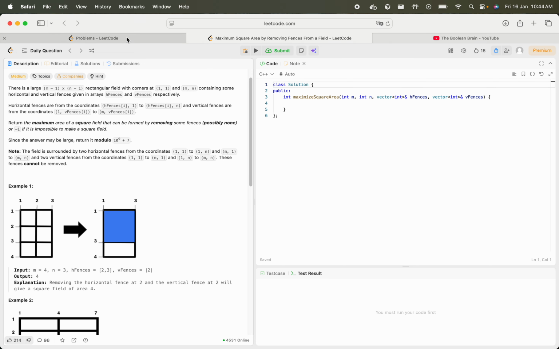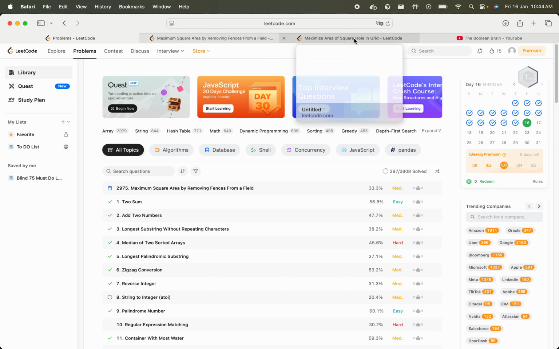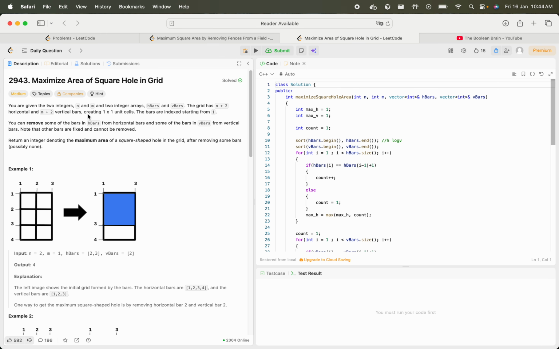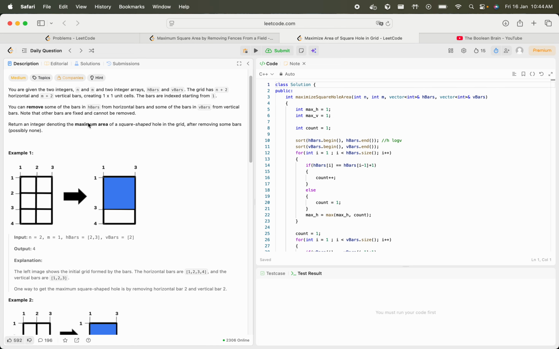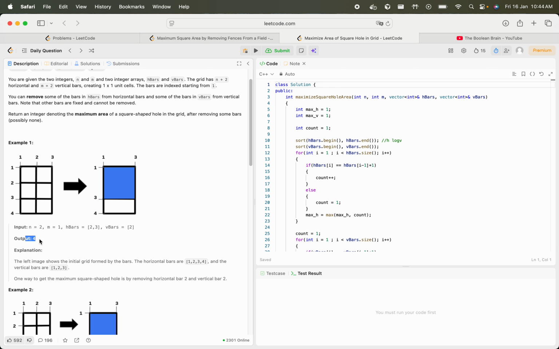Okay, so friends, if you are carefully following the daily LeetCode challenge series, yesterday's problem statement was similar to today's problem statement. Even in the previous problem, we had to maximize the area of a square hole in a grid, but the condition was that each initial square is 1 by 1. So all horizontal and vertical lines were present, and we were given some H bars and V bars, where we had to remove some of them to get the maximum possible square, and return that.